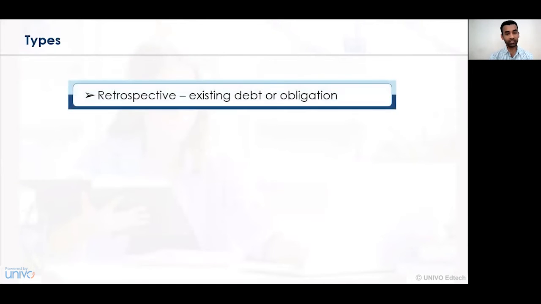Now let's understand what the various different types of guarantee are. The different types of guarantee contracts are, first, retrospective guarantee. So a retrospective guarantee is a type of guarantee contract which has been given for an existing debt or for an existing obligation.